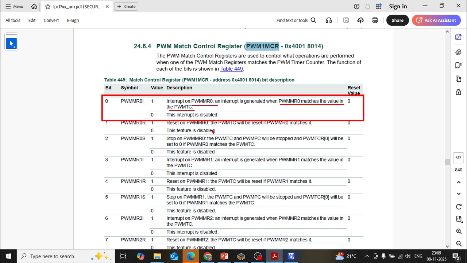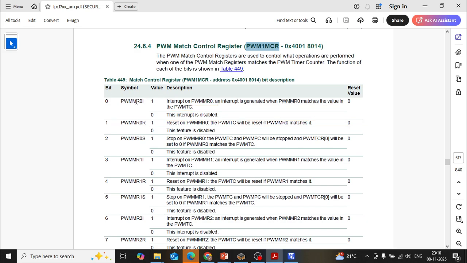So now in the code, what do we have to do? We have to enable MR0 in interrupt mode. This is one important thing we have to keep in mind.